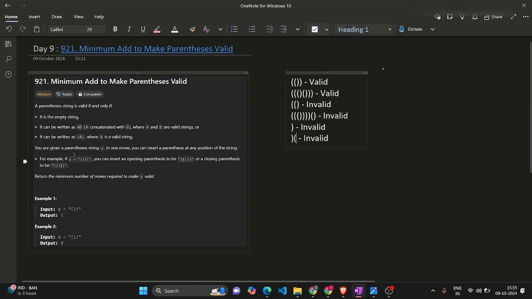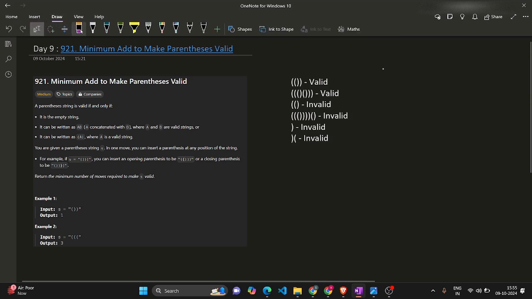And what we need to do over here: in one move, we can insert any parenthesis at any position of the string, and we need to give the minimum number of parentheses required to make this valid, right? So how can we solve this problem? First, we need to make this valid, right? So let's go step by step.